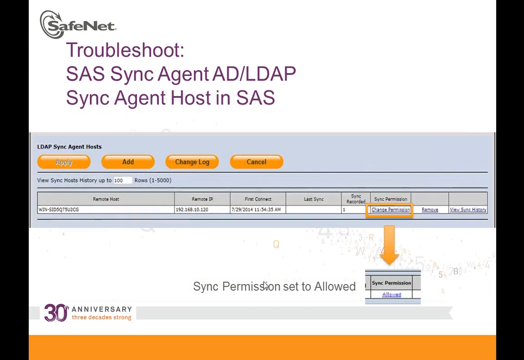Now, like I mentioned, when we make our first sync from the agent to SAS, the connection will be denied. And I find that this catches a lot of people, where they make that first sync and nothing's happening and they're trying to figure out why. So it's important to take note here that the sync permission, when you see the words change permission, means that effectively you need to set that permission for that agent to communicate. So when you click on that link and click allowed, like you've seen in the video, you will see that the sync permission will change to being allowed.